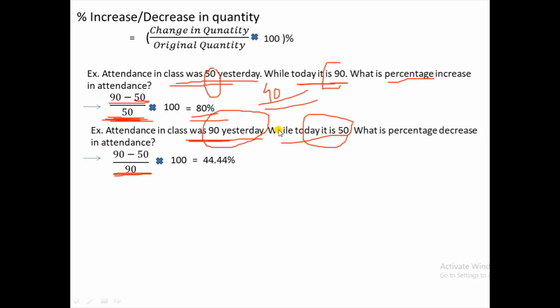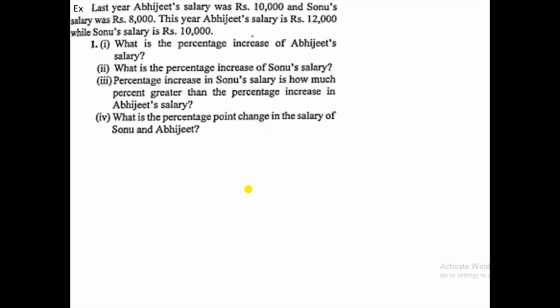So it will be 40 by 90. So that is going to be 44.44%. Okay. So though there is an absolutely same number, because here is an increment of 40, here is a decrement of absolutely 40, but in percentage format it is going to be different. Okay, it is going to be different.